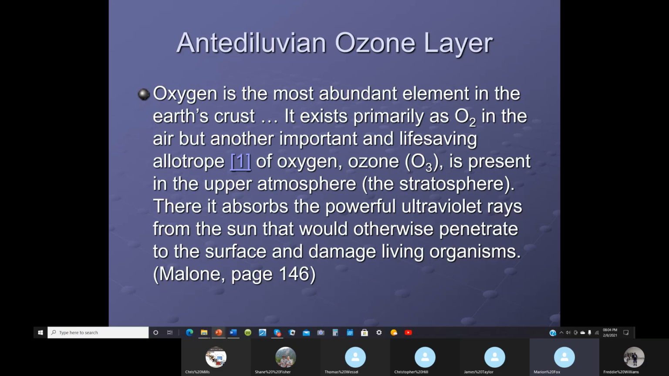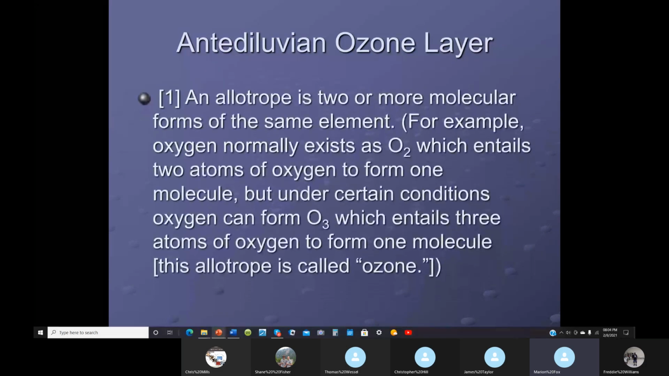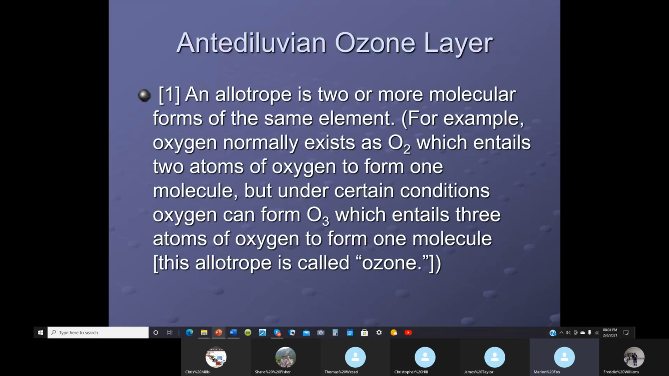Now, there in the stratosphere, it absorbs the powerful ultraviolet rays from the sun that would otherwise penetrate the surface and damage living organisms. So it blocks out some of your ultraviolet light from damaging us, okay? And they got pretty excited about it several years ago to do away with some of the refrigerants in some of the air conditioning systems, okay? And it just happened to be about the time that the patent went out for the company that owned the patent on that refrigerant. Did you know that? Interestingly enough. An allotrope is two or more molecular forms of the same element. Like here we have normal oxygen molecules O2 and O3, called ozone.